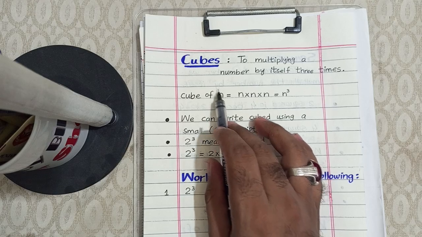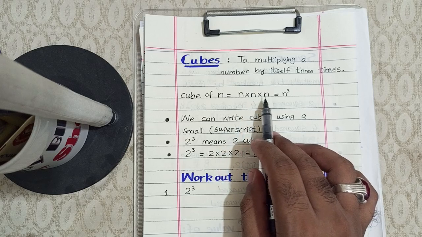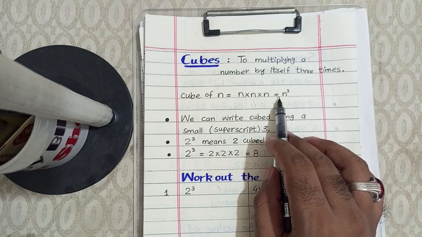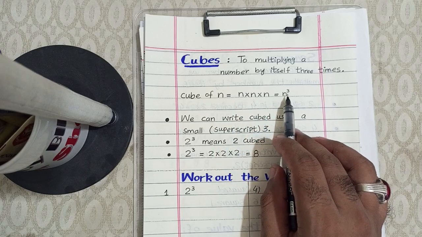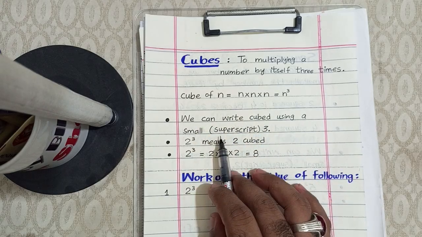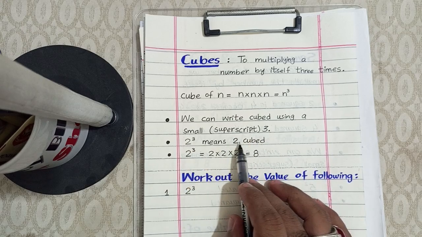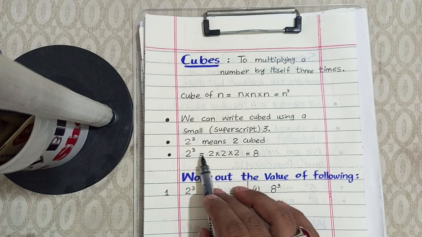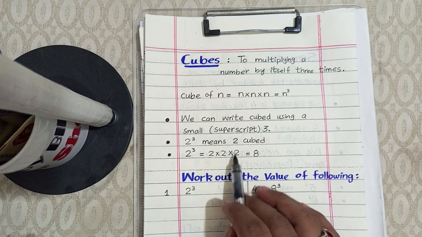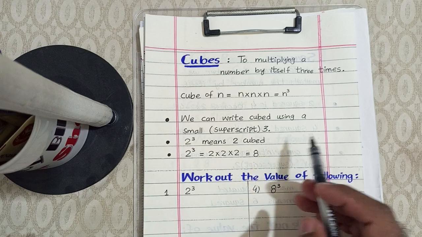Now, for a cube, we multiply a number by itself 3 times. If we take the cube of n, then n is multiplied by itself 3 times, which is equal to n raised to power 3. We can write cube using a small superscript 3. So 2 cubed means 2 raised to power 3, which is equal to 2 multiplied by 2 multiplied by 2. So we multiply 2 by itself 3 times, and our answer is 8.